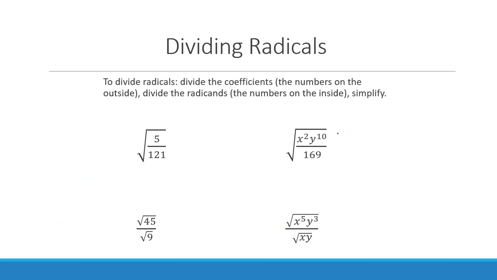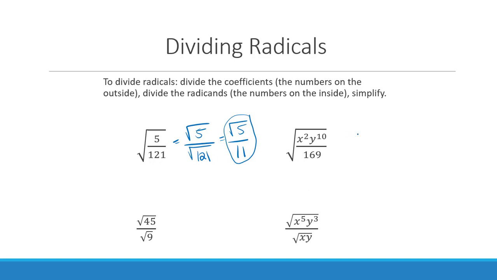In terms of dividing radicals, you really have two options. You can either take the division and separate it into a radical in the numerator and the denominator, or if it's already separated like the ones at the bottom, you can actually rewrite them as one radical. So let me show you this first one. The square root of 5 over 121. You can rewrite this as the square root of 5 divided by the square root of 121. And the reason why that's beneficial is because the square root of 121 is a whole number. Square root of 121 is 11. And so this would be my simplified answer.